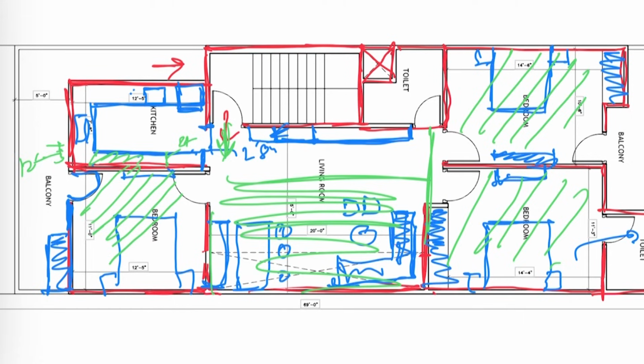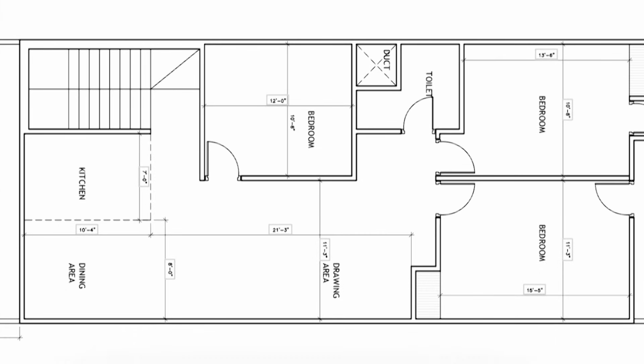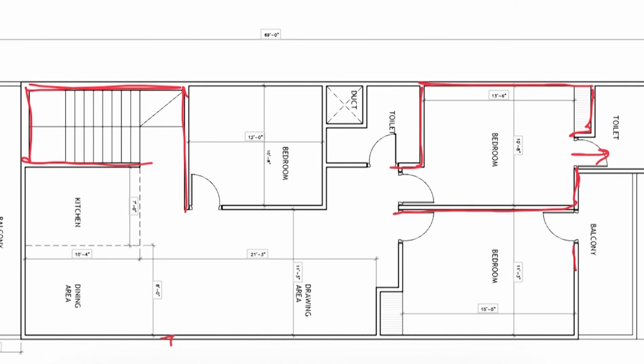Let's see option 2 now. This is the option 2 that we created for the space. Now what are we having here? This is the staircase. Our 2 bedrooms are at the back. This bedroom is with attached toilet. This is another bedroom, its wardrobe, and this is the utility balcony connected with the bedroom.